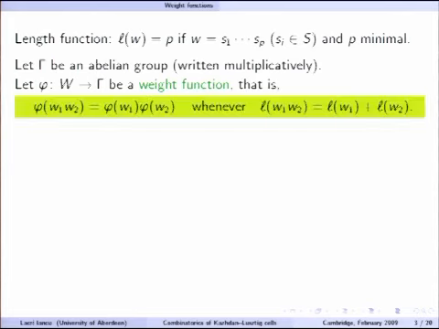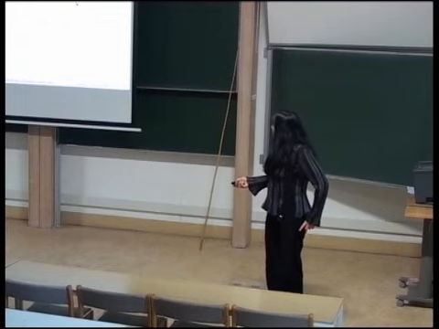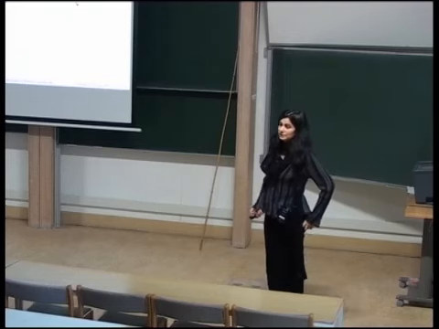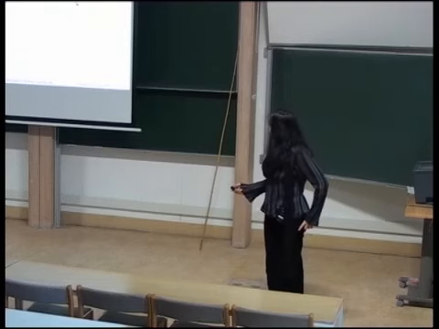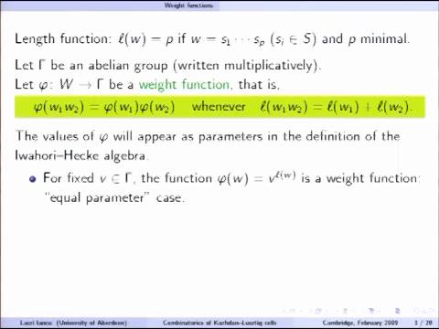And we call weight function any function which has a behavior somehow similar to the length function. What is this similar behavior? Well, it behaves like a homomorphism whenever there is no cancellation between W1 and W2 when you multiply them. So if you look at this definition, you can see that the length function itself is a possible choice as a weight function. And that is what is called the equal parameter case.